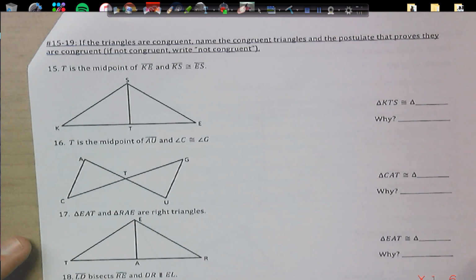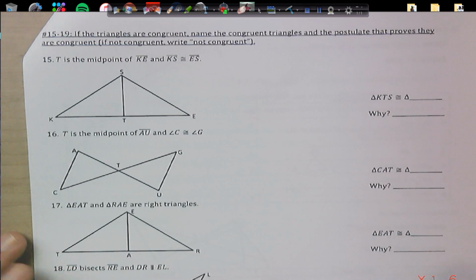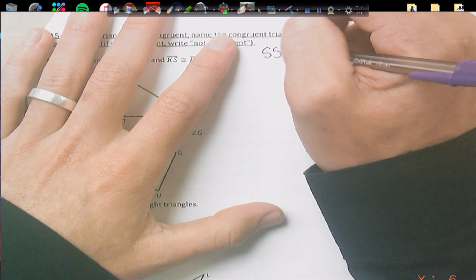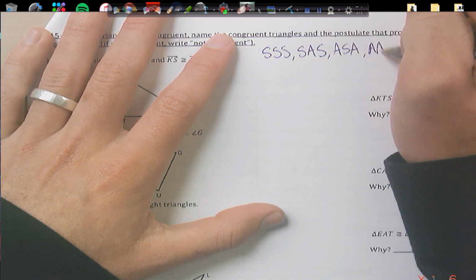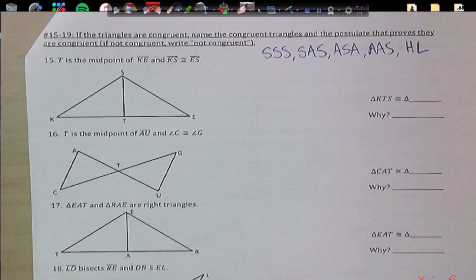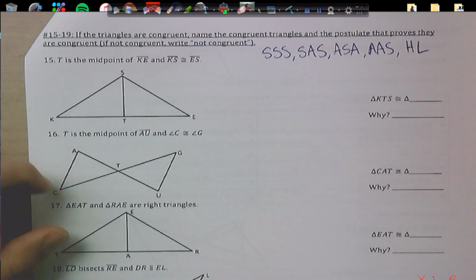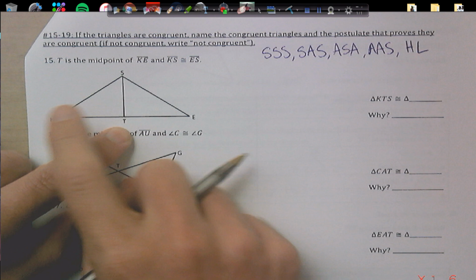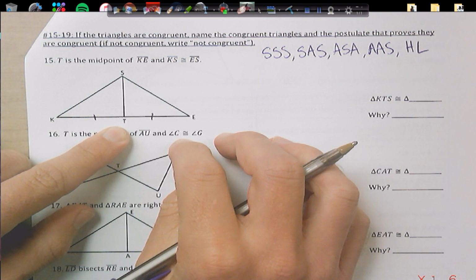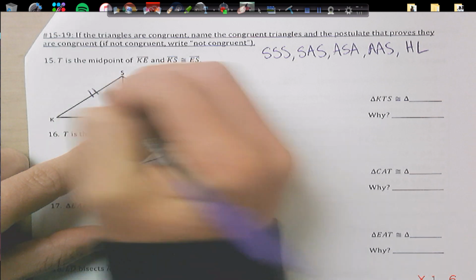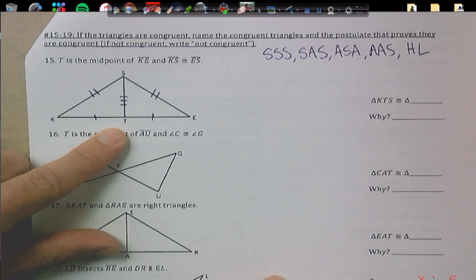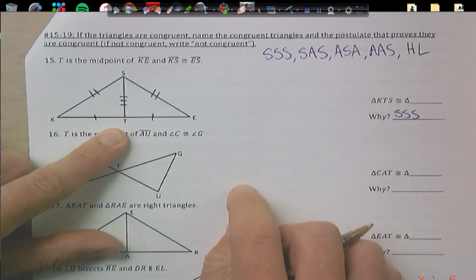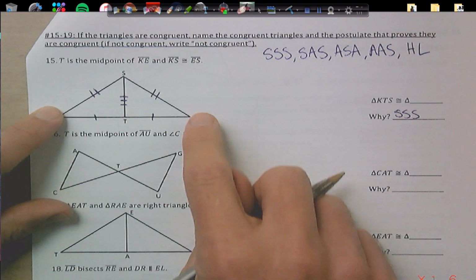All right. Number 15, we're trying to prove triangles congruent. We can only use one of our 5 methods, so I'm going to write them all up here real quick, just so we remember them all. If it's not one of those 5, then the triangle is not congruent. So let's put in the information we know. T is the midpoint of KE, so these are congruent. And KS is congruent to ES, and then this one's congruent by reflexive. So this is going to be side, side, side. And then KTS is going to match up with ETS.